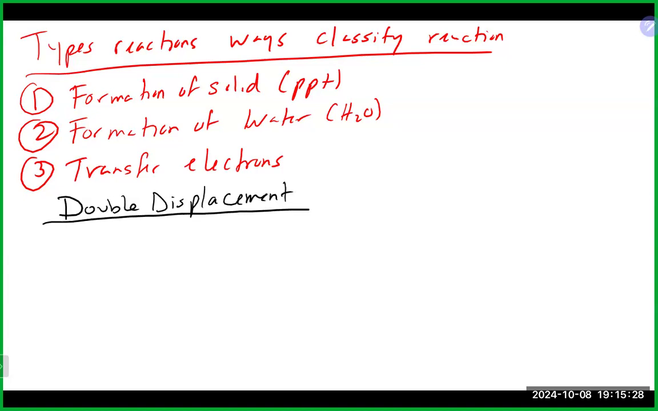And double displacement reactions have the general formula of AB plus CD. How do you know it is a double displacement reaction? It's pretty much the only reaction where you start with two ionic compounds. So if you see two ionic compounds there on the left-hand side of the arrow, you probably got yourself a double displacement reaction happening. And as we'll talk about and see, in a double displacement reaction, the positive ions just switch partners, basically. So the positive ions will switch partners and will give you really two new ionic compounds on the other side.